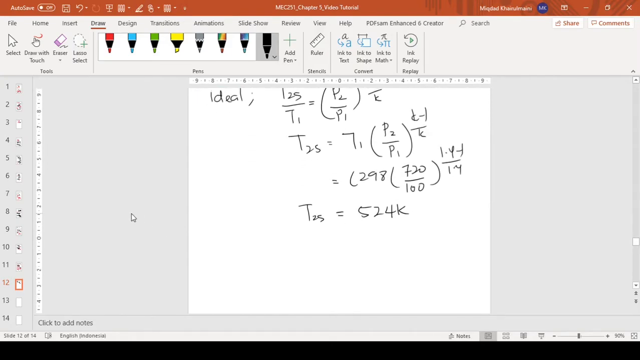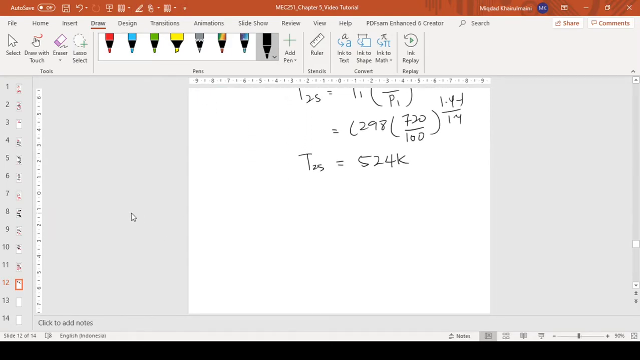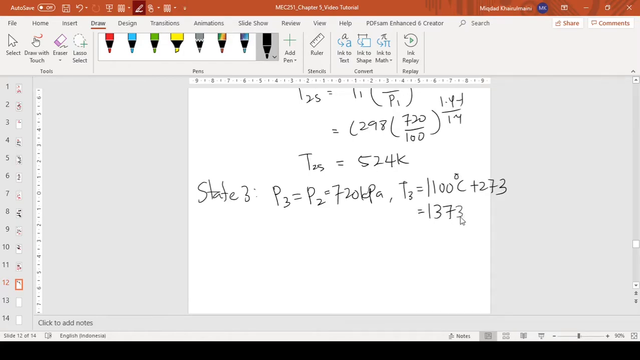Okay, next we go to state 3. We know that the pressure is the same as the pressure at state 2, so 720 kilopascal, and the temperature is already given as 1100 degrees Celsius, but we have to add 273, so we get 1373 Kelvin. Next is state 4, the first expansion process.